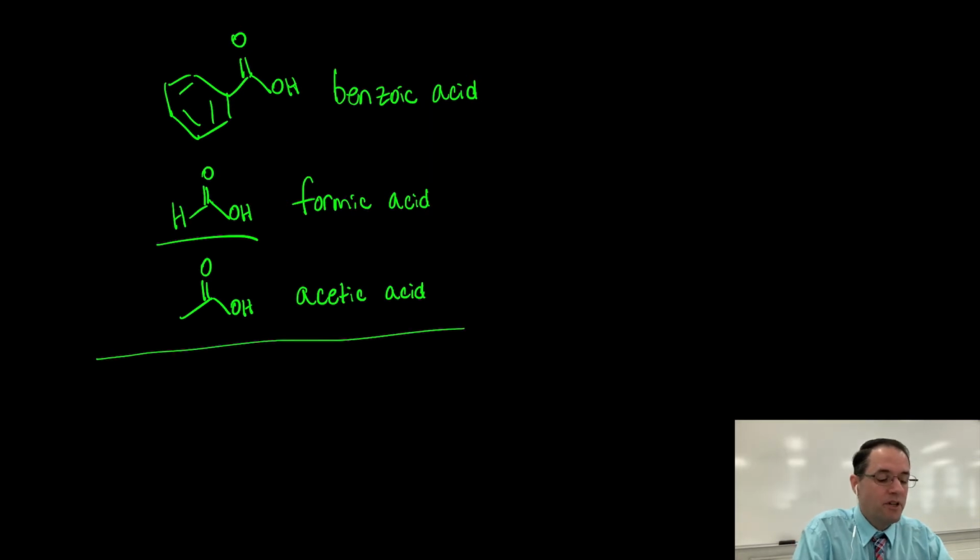And then from this point on, everything becomes systematic, okay? Propanoic, butanoic, pentanoic, you know, hexanoic for 6 carbons, octanoic for 8 carbons, or even decanoic for 10 carbons, okay?